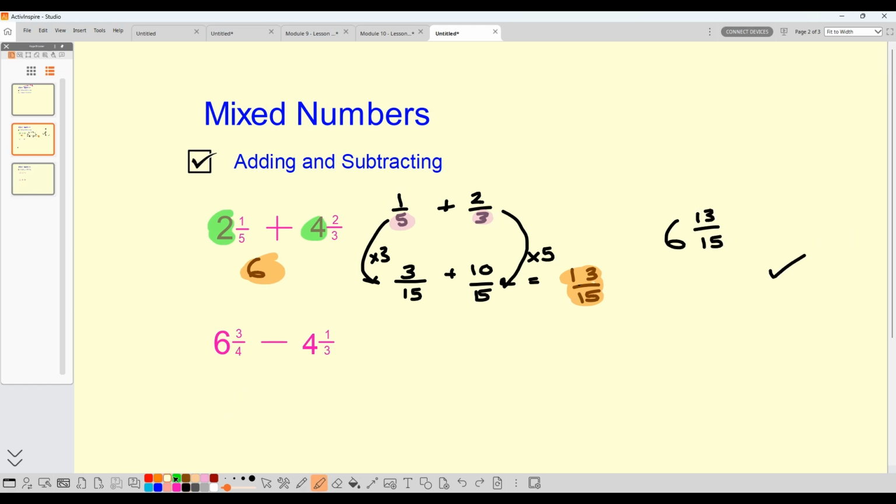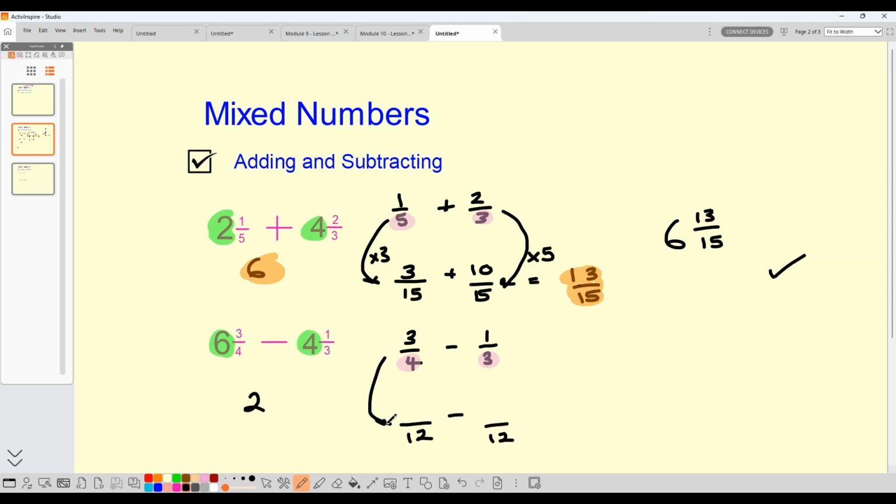For subtraction, also you can keep it in the mixed number format. Could be tricky if you end up with a negative fraction, but it's possible. So 6 subtract 4 is 2, and we're then dealing with the 3/4, take away a third. The lowest number that is in the times table of both 4 and 3, the lowest common multiple, is the number 12. So the denominator for the two fractions is going to be 12.